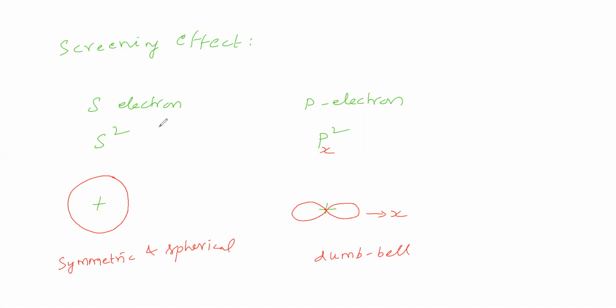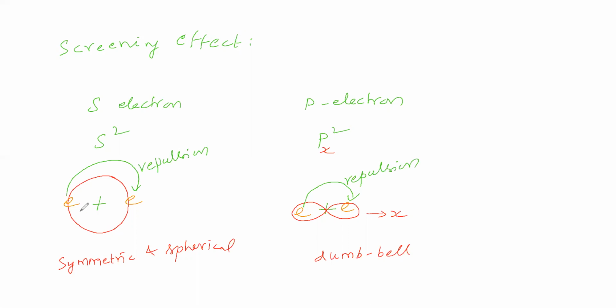Now we will take that the s orbital contains 2 electrons, and the p orbital contains 2 electrons. Now we will talk about screening. That means let us consider this electron repels this electron, repulsion. Then we will consider this electron is repelling this electron, repulsion.